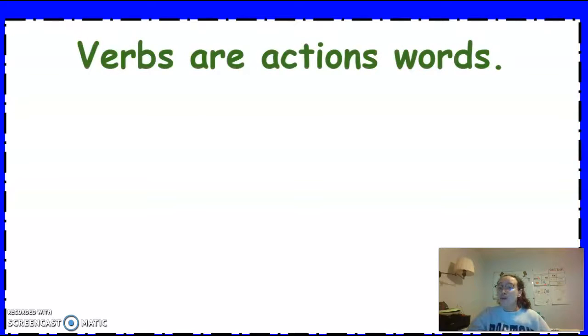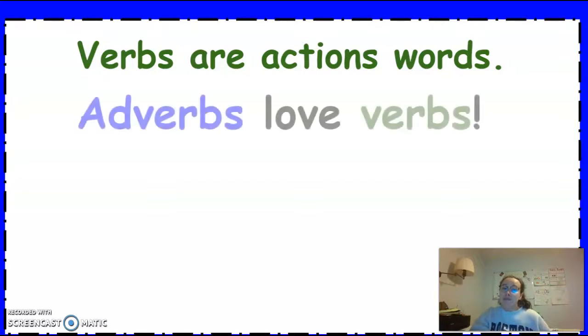So verbs are action words. We know that they tell us what movement or what we're doing, right? We could be walking, we could be running, we could be swimming. So adverbs love verbs. They help verbs make an even better sentence.